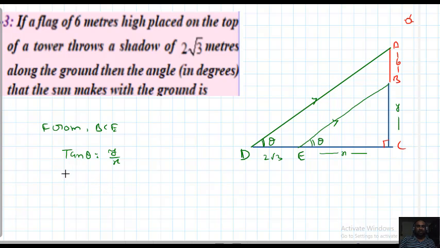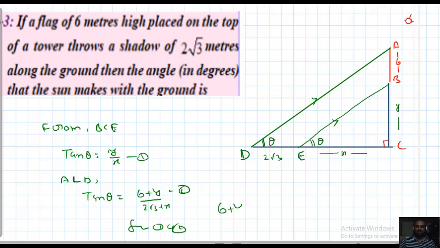Okay, from triangle ACD, tan theta equals 6 plus Y by 2√3 plus X. Both are equal to tan theta only. This is 1, this is 2. From 1 and 2, (6 plus Y) by (2√3 plus X) is equal to Y by X. So our intention is to find theta. Theta means we want to find the relation between X and Y. Then after I can find theta, that's not a big problem. So using this I will find the relation between X and Y.